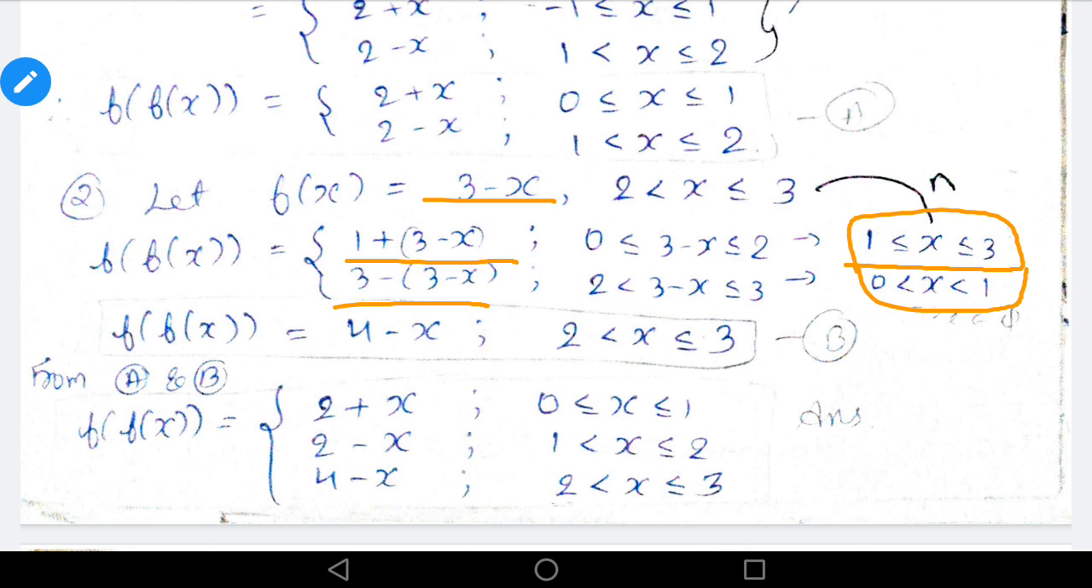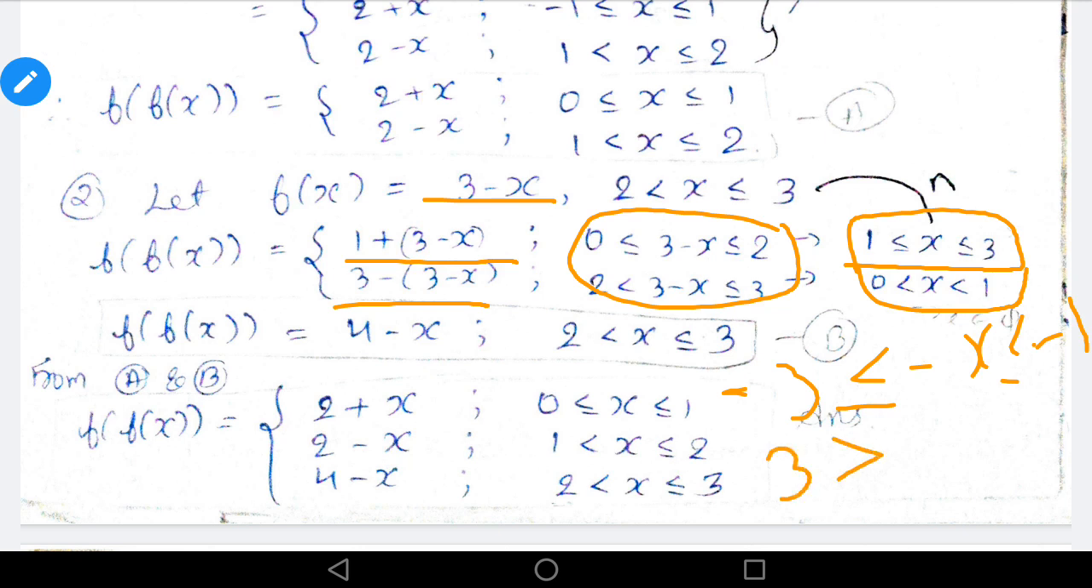How did I get this value? First of all, subtract 3 from both sides, so you get minus 3 less than or equal to minus x less than or equal to minus 1, minus 2 minus 3 minus 1. Now we multiply the whole thing by minus, so the sign also changes, and we get 3 greater than or equal to x greater than or equal to 1. Similarly we solve the second one, and we get x from 0 to 1.